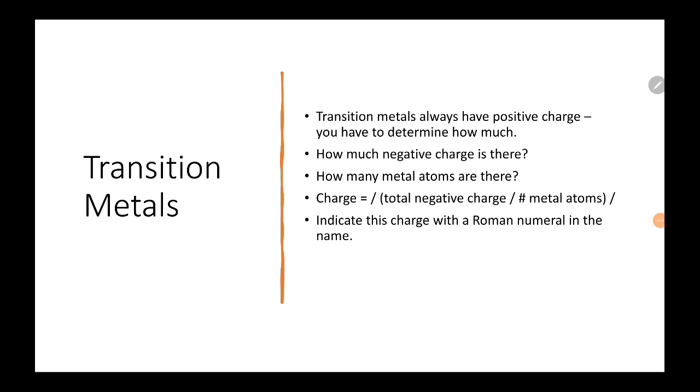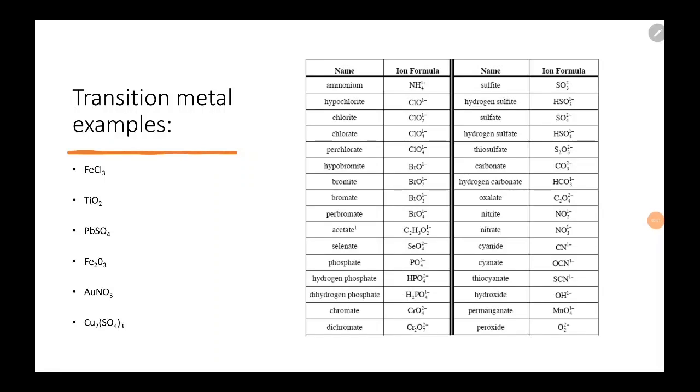Then when you write the name, you have to indicate that charge with a Roman numeral in the middle of that name. Here we have some examples of naming ionic compounds from formulas when they contain transition metals.